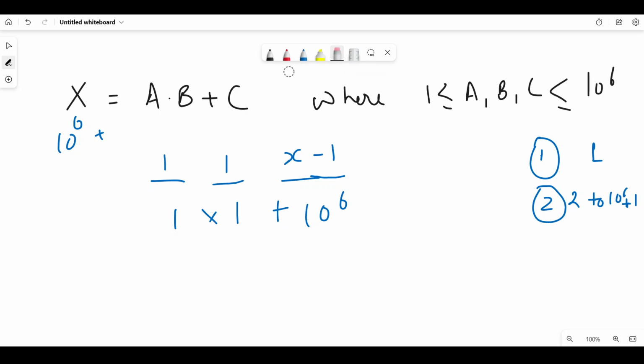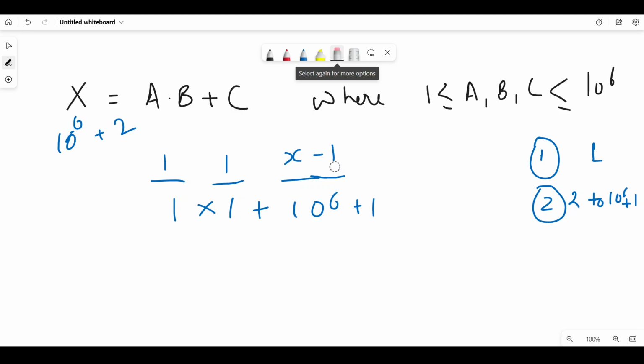What if I take this as 10 to the power 6 plus 2, just the next value after 10 to the power 6 plus 1? If I try to print the values of a, b and c this way, I have to assume values of a and b as 1, 1 into 1, and the value I am remaining with for c is 10 to the power 6 plus 1, which is larger than 10 to the power 6. So I cannot do that. I will handle all the values of x which are greater than this value, 10 to the power 6 plus 1, separately.